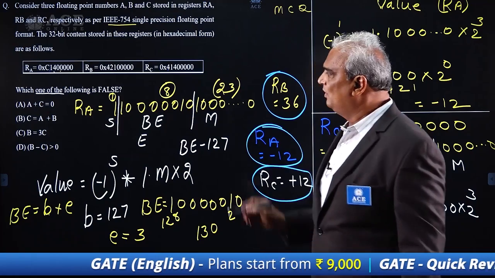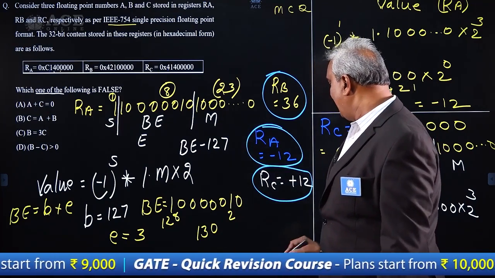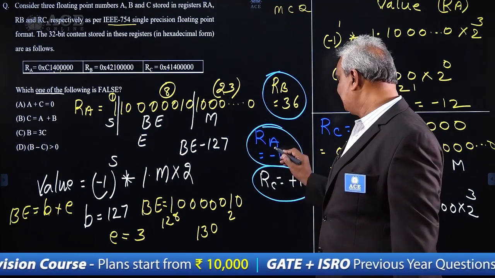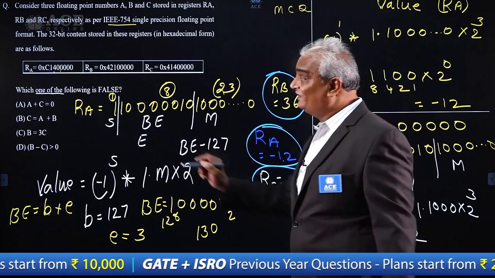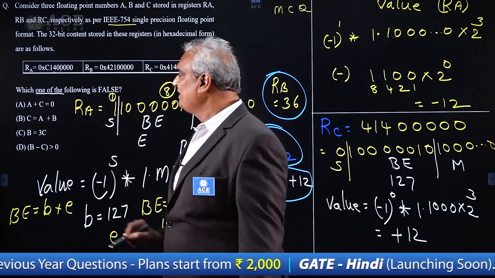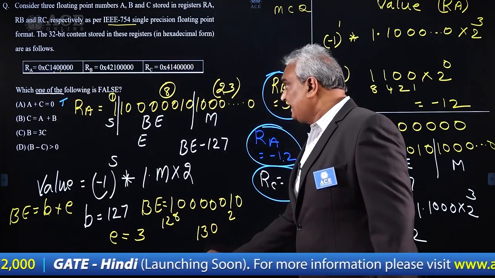Now, what about option A? A plus C is equal to 0. What is RA value? Minus 12, C value plus 12. A plus C, minus 12 plus 12, 0. So it is true. He asked the false statement. It is true. Next.